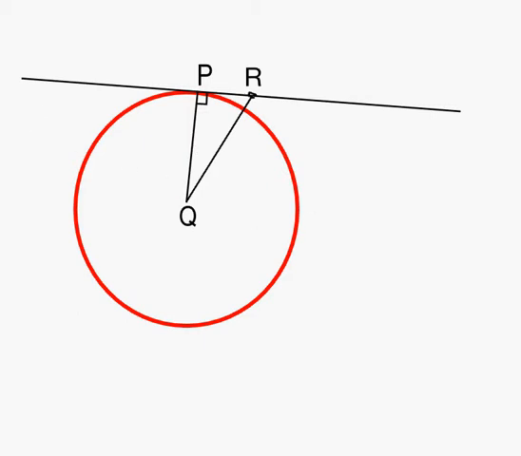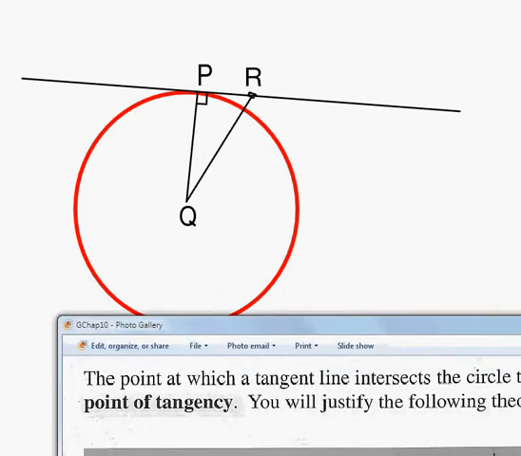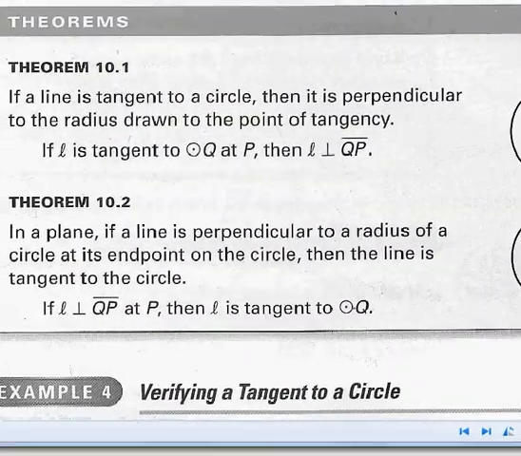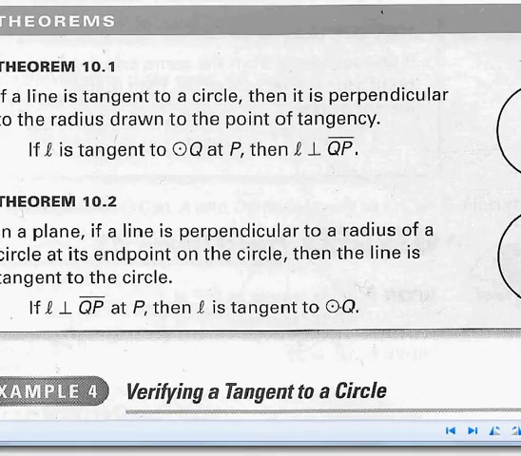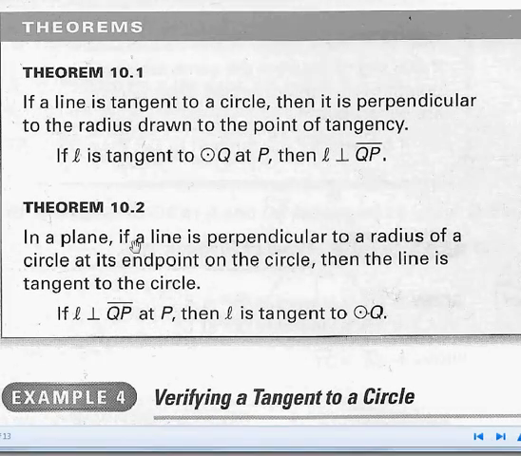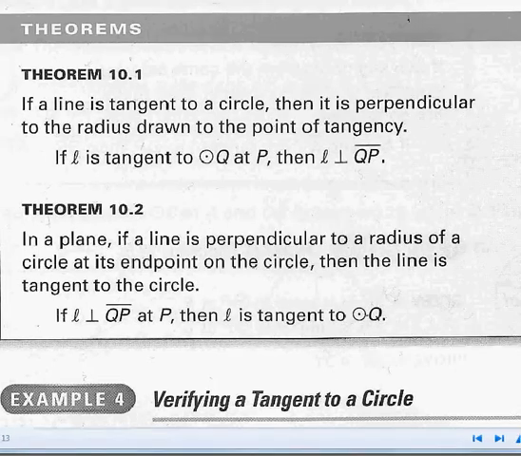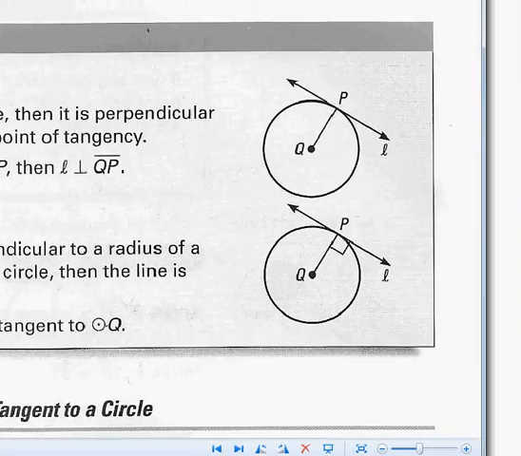Well, let's take a look at Theorem 10.2 and see what that says. Okay, so going to Theorem 10.2, we see that Theorem 10.2 says, in a plane, if a line is perpendicular to a radius of a circle at its endpoint on the circle, then the line is tangent to the circle. Well, that's sort of the converse of what we just proved in Theorem 10.1. So let's look at the diagram here.